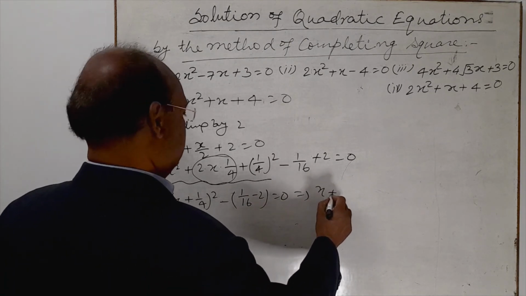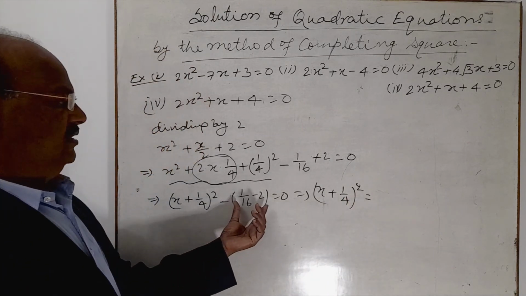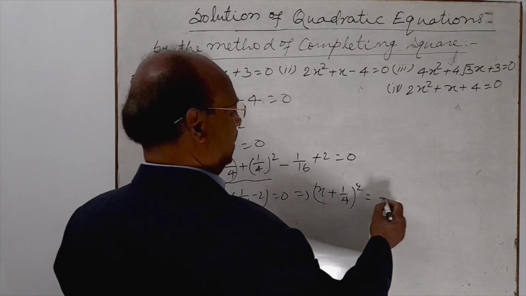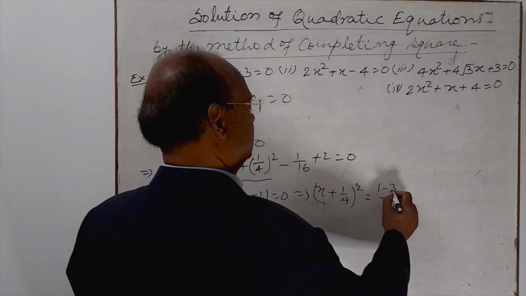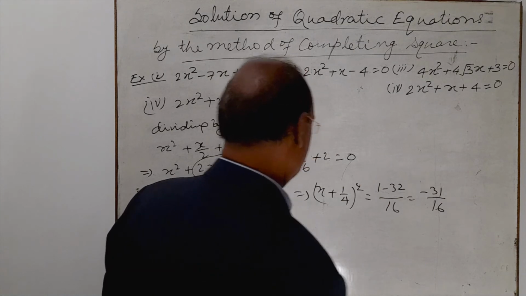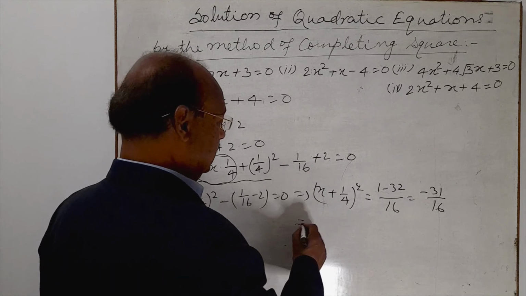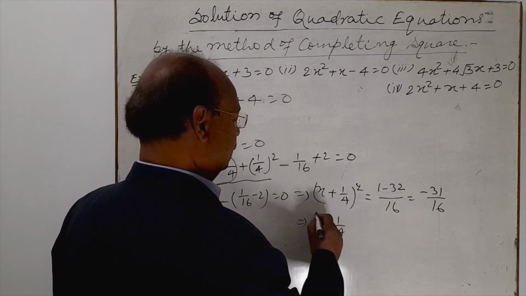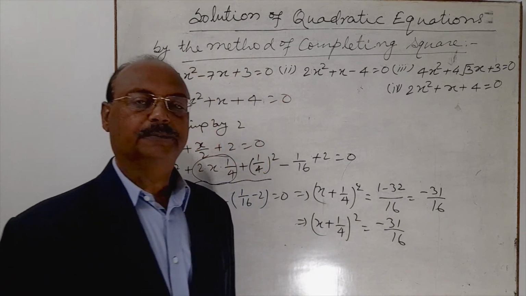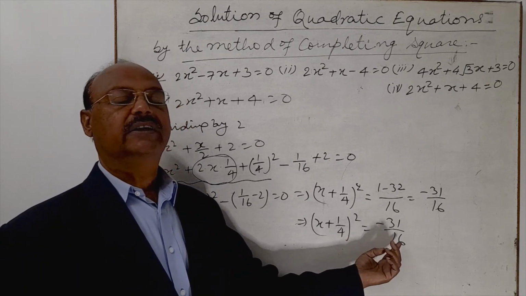Therefore, x plus 1 by 4 whole square is equal to, we transpose this part to the right hand side, so it will be a plus sign here. So we are getting here LCM is 16 and 1 minus 32 is equal to minus 31 by 16. You see, we have to be very careful here that x plus 1 by 4 whole square is equal to minus 31 by 16. Is it possible? No, never. Because a square of anything cannot be a negative number.